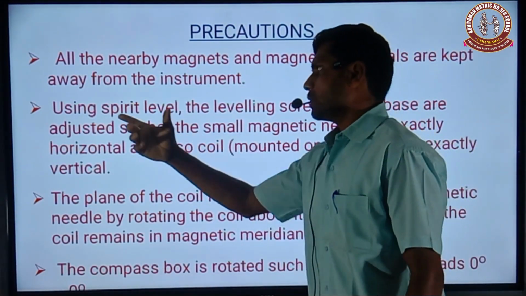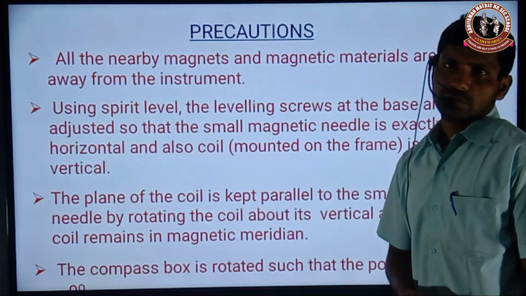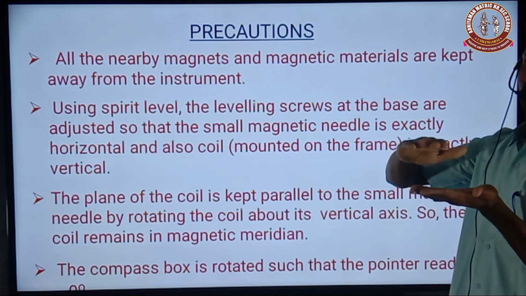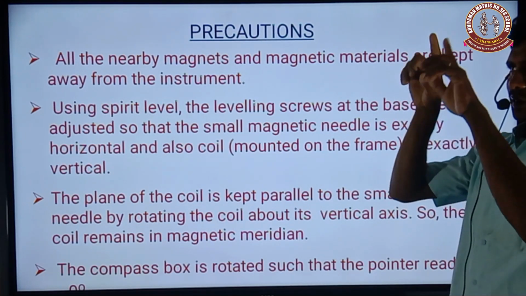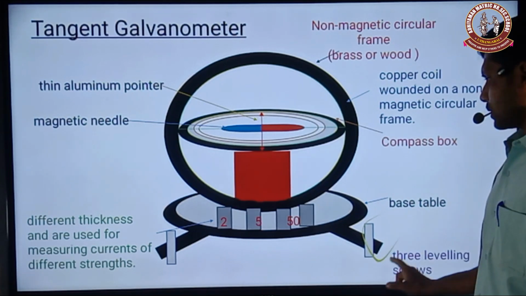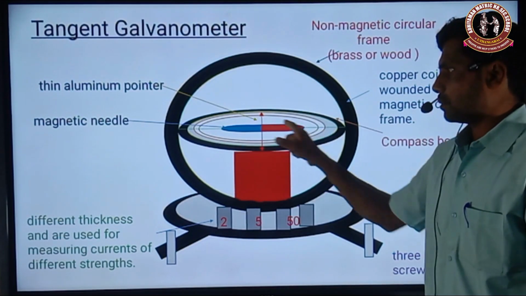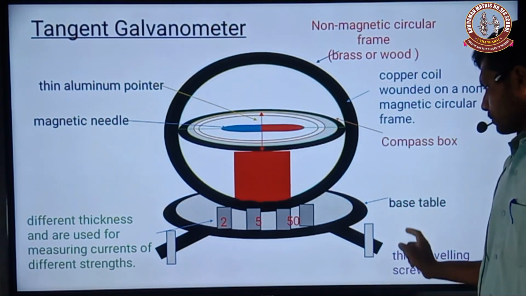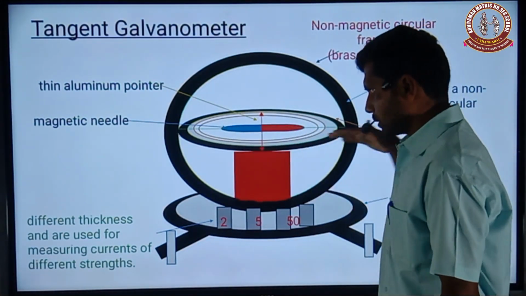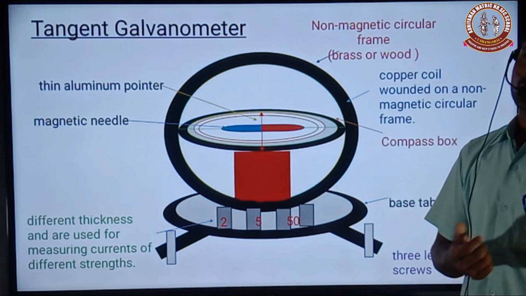The second precaution: use the spirit level. Using the spirit level placed on the compass box, the leveling screws of the base are adjusted so that the small aluminum pointer is exactly horizontal and the vertical coil is also exactly vertical. The base table is adjusted before the start of the experiment.